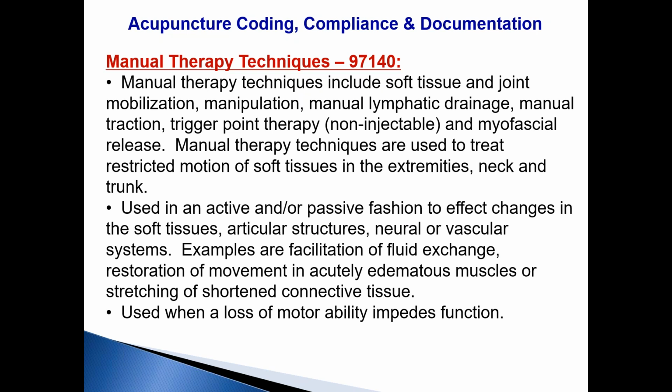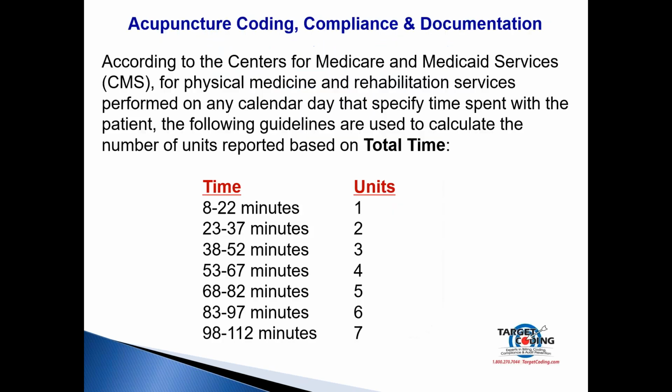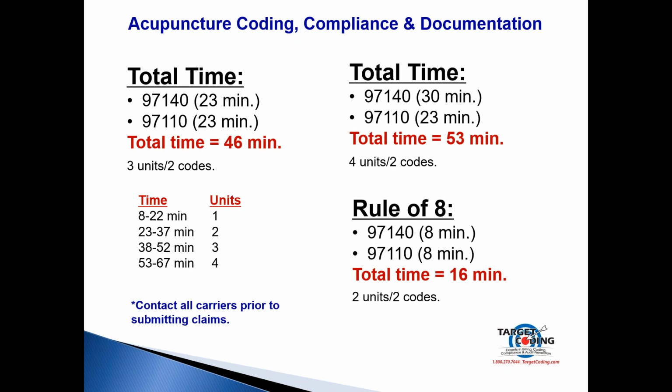If the acupuncturist is billing for the therapy codes, the time-based codes, make sure you understand what constitutes 1 unit. 8 to 22 minutes is 1 unit. 23 to 37 is 2 units. But be careful if you're billing, let's say, United Healthcare for acupuncture time-based codes. If you do 23 minutes of 140 and then 23 minutes of 110, don't bill 4 units. That totals 46 minutes. You can only bill 3 units.